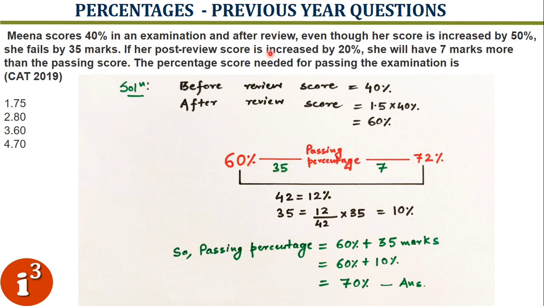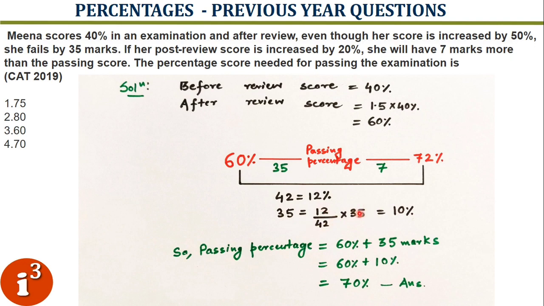Okay. If her post-review score is increased by 20%, if you increase this 60% further by 20%, you multiply 1.2 to 60, you get 72%. So even when she scores 72%, she is 7 marks more than the passing percentage. This is given. So you can see here that from 60% to 72% there is a gap of 42 marks. So 42 marks gap means 12 percentage. So 35 marks gap means 12 by 42 into 35.